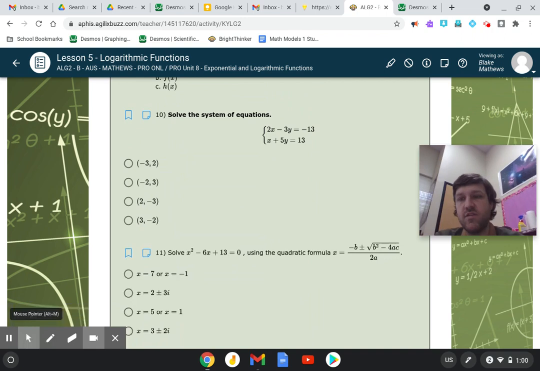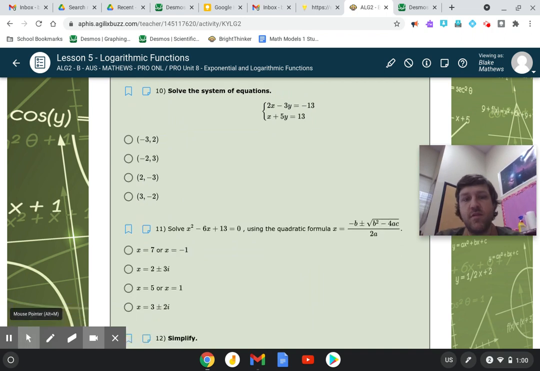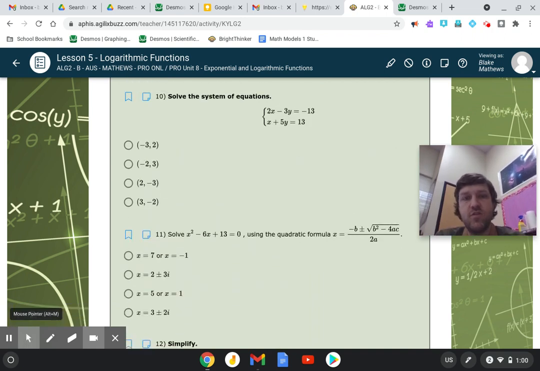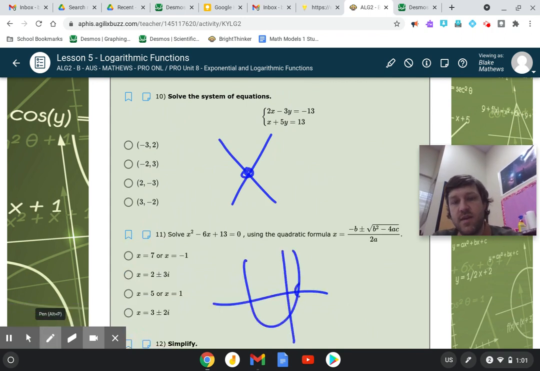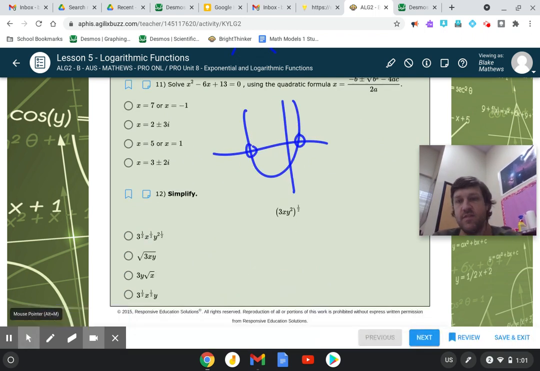The rest of this, you could solve these using various methods. This is review stuff. Find the solutions. That's the intersection point of these two lines. Remember, this is quadratic, so you find the points where it crosses the x-axis. And then simplify this. That's from the last unit, so hopefully that's pretty fresh in your mind.